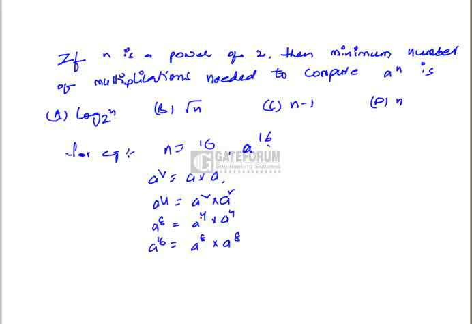Here the minimum number of multiplications are 1, 2, 3, 4. So for calculating a power 16, we are getting the minimum number of multiplications as 4. For a power 32, we will be getting 5 multiplications. Hence, here the correct option is option A.